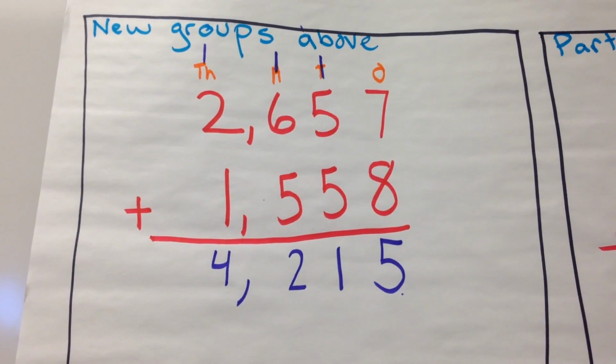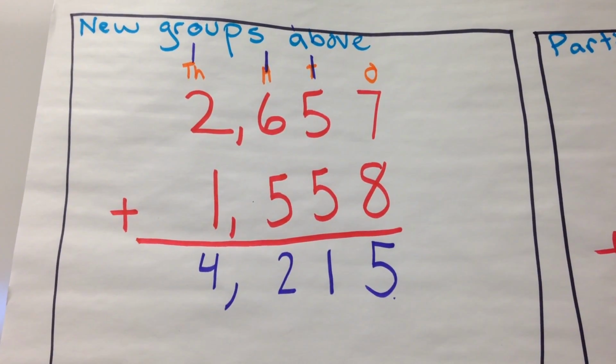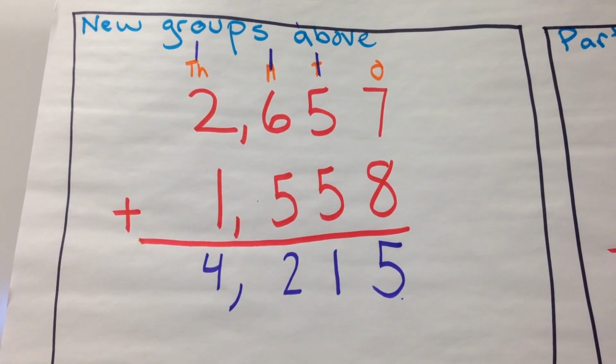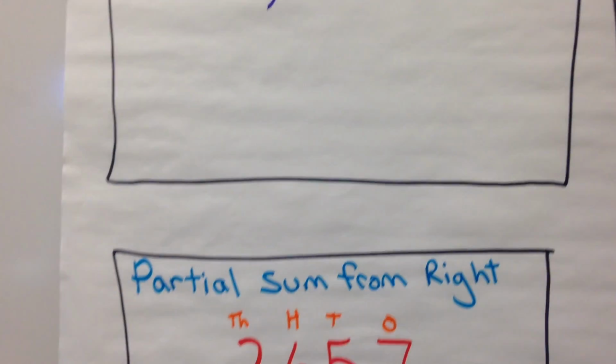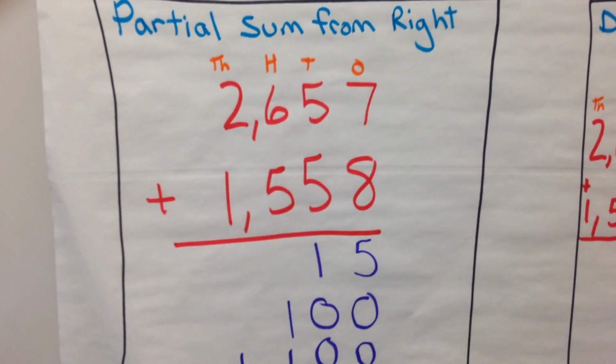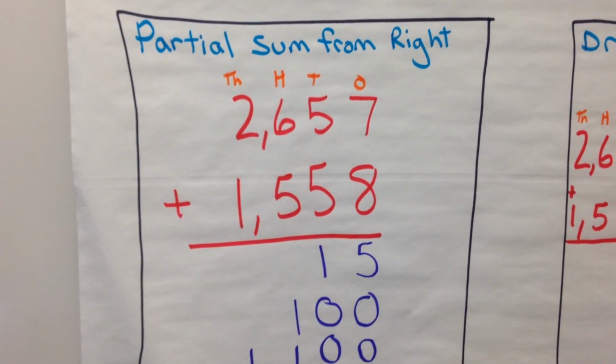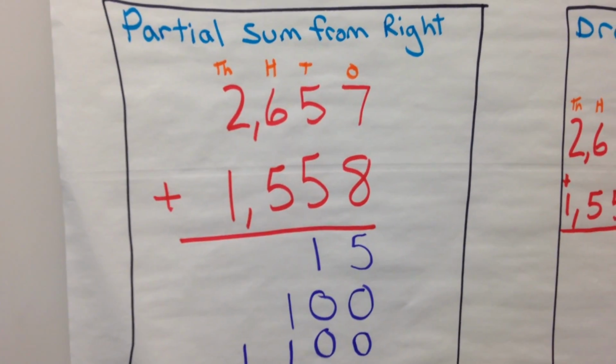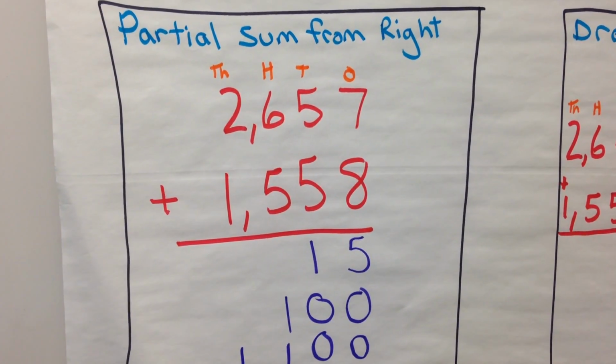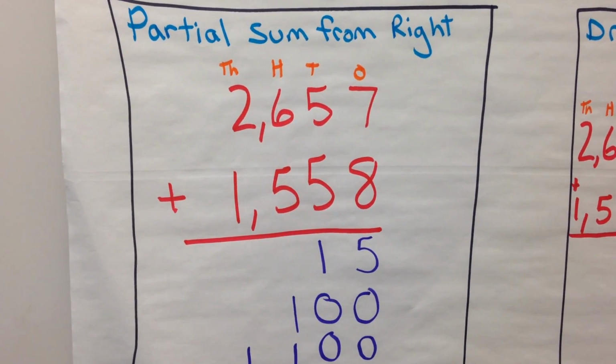That is the strategy new groups above, and it seems to be the strategy that most of you are really liking. The other strategy that we have is partial sums from the right. So what we're doing with that is our new groups are not put up above, they're actually placed down below.